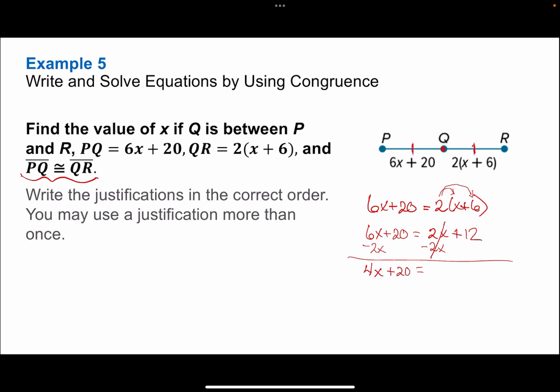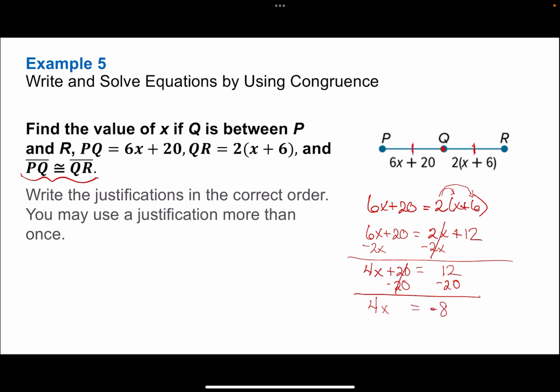And then we're bringing our 12 down. In order to keep the 4x by itself, it has a positive 20 added to it. The opposite of adding is subtracting. So we're doing opposite operations here. Positive 20 and negative 20 gives us a zero pair again, and 4x is equal to a negative 8.